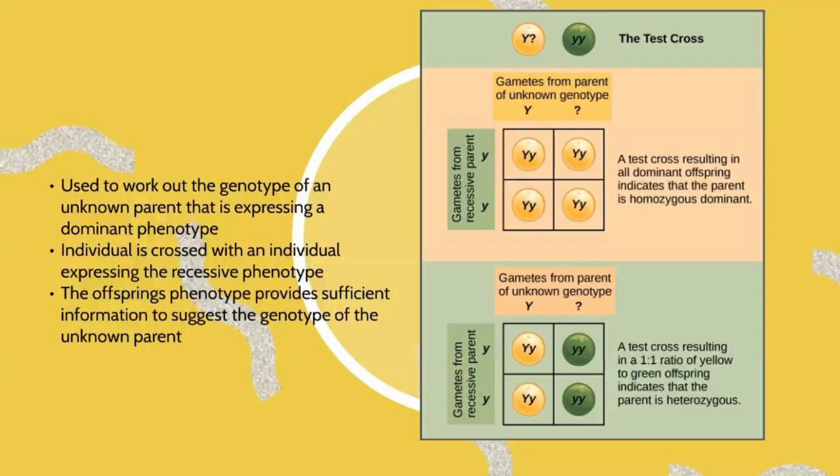So we know that one parent has the recessive genotype, so that means that they have 2 of the recessive alleles.